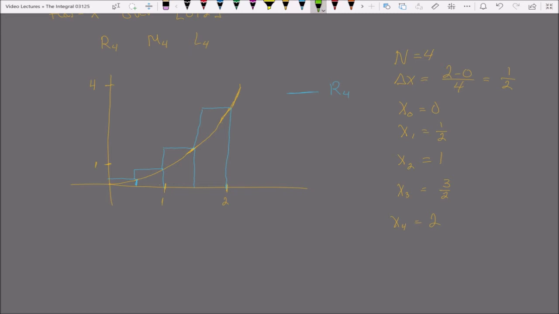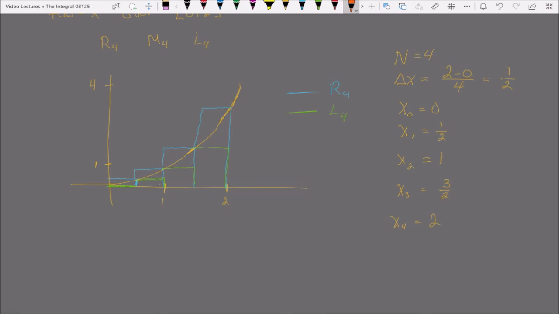Let's now look at L4. We will go 0 to 1/2, then we use the left endpoint of each height. So we do that, and then we would do this. These would be the rectangles we get from L4. There's only 3 of them.